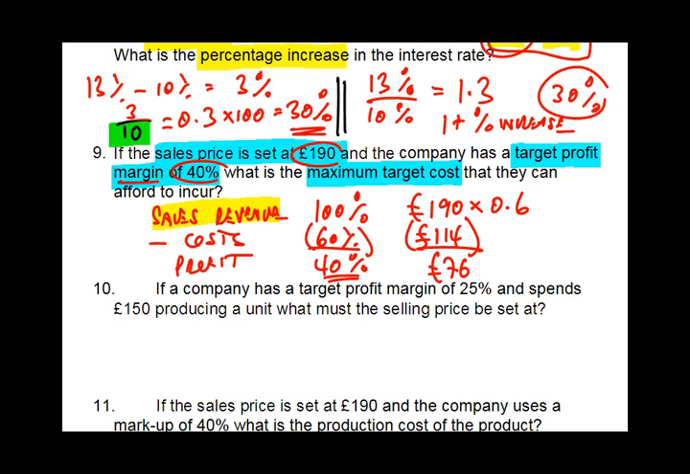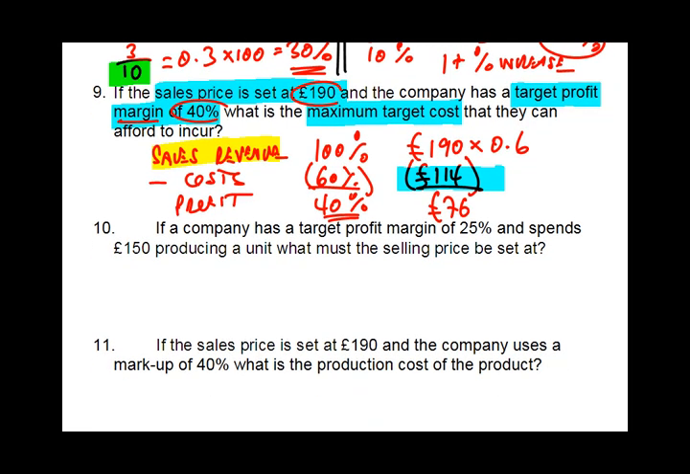So I reckon in answer to the question, what's the maximum target cost they can incur? Well, it's £114. If they spend any more than that making each unit, so if they make £120 as their cost, then they won't make the profit that they want. Well, the next example is also looking at a target profit margin, this time 25%, but this time they've given us the production cost. They spend £150 producing the unit. What must the selling price be?